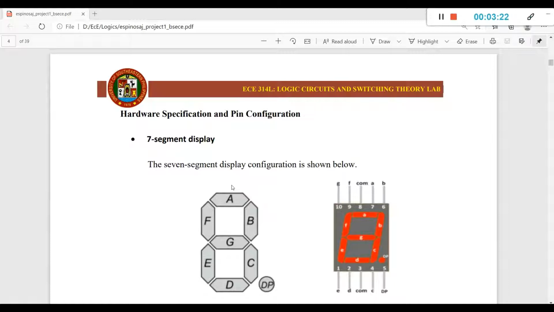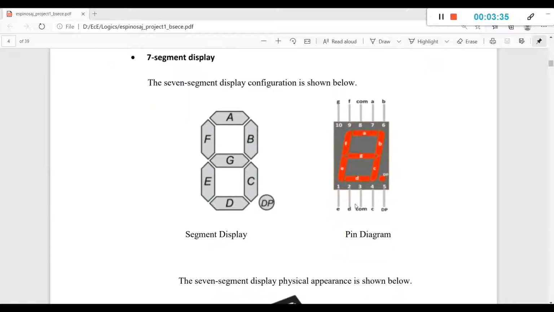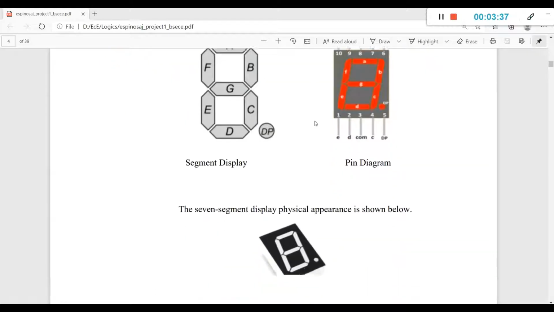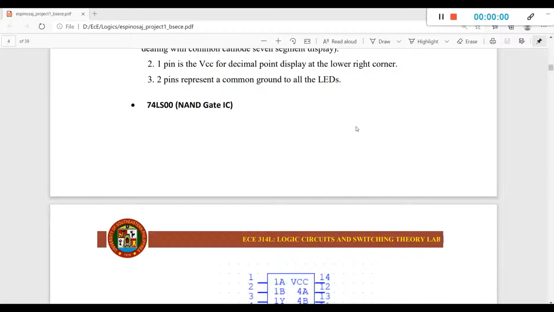For the hardware specification and pin configuration of the 7-segment display, as we can see in the picture, this is segment A, segment B, segment C, segment D, segment E, and segment G. And this is the particular pin diagram and its actual component.